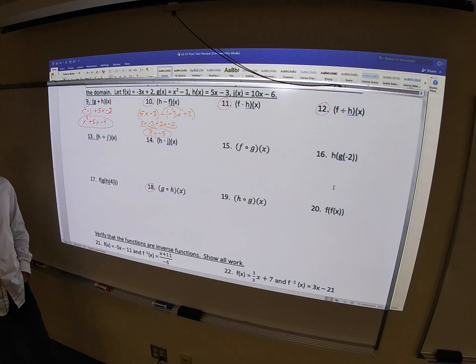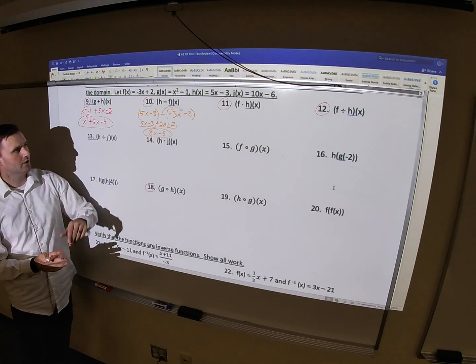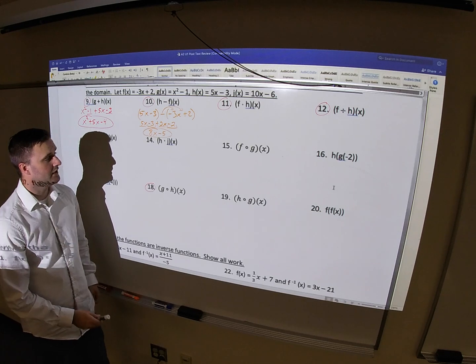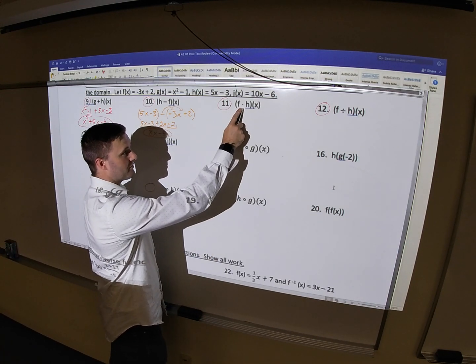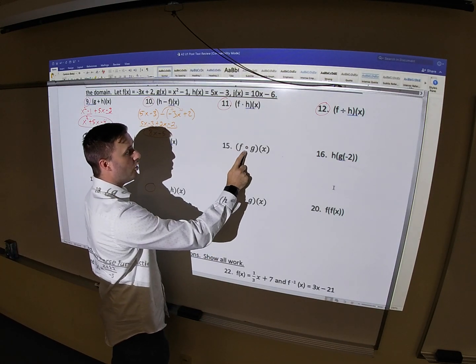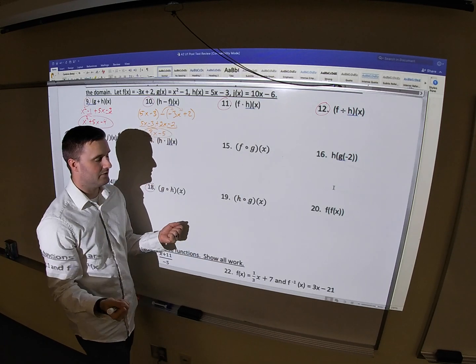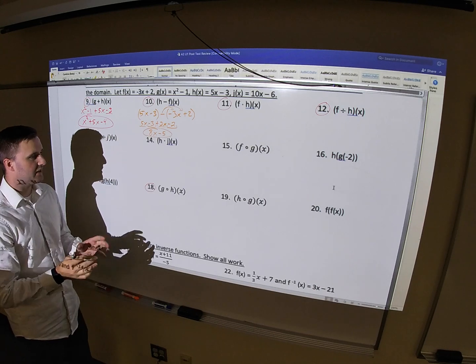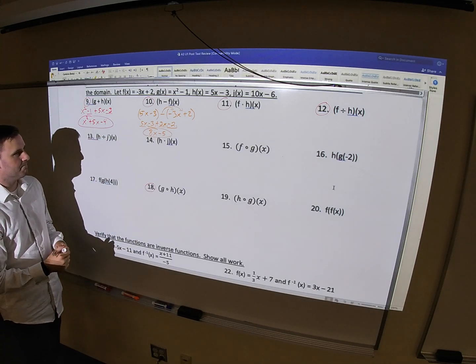And then that would be our final answer. So with subtraction, just be careful with this minus sign here. Now I want you to remember the difference between the dot representing multiplication and the open circle representing composition of functions. That's the substitution method. So just be careful. That is not saying multiply.